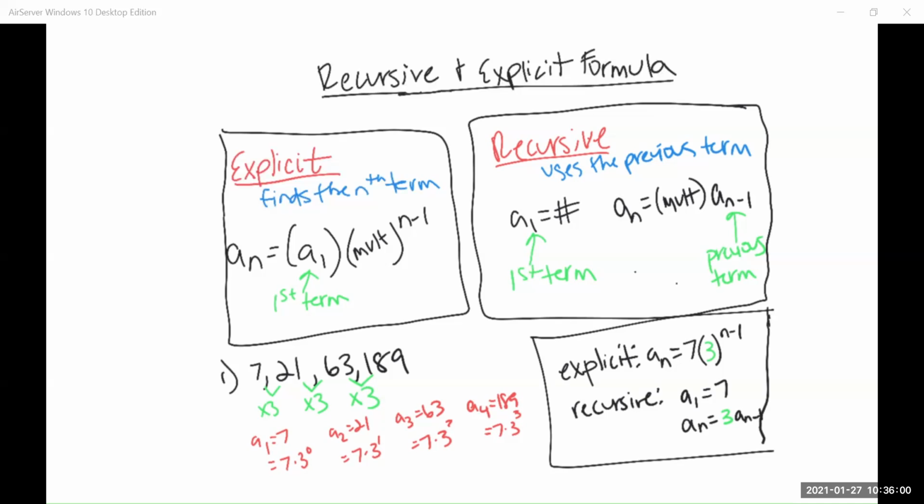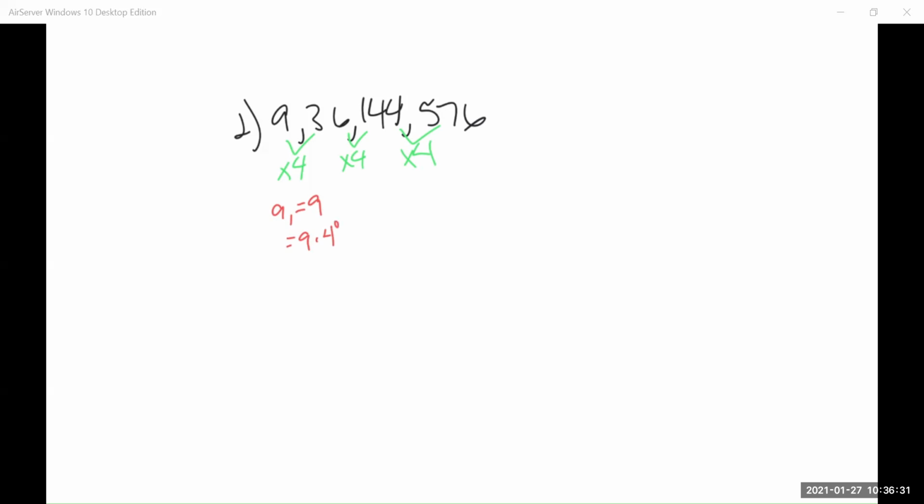Okay. Let's try one more. What if we have 9, 36, 144, 576? So first we ask ourselves, how are we getting from one number to the next? Here we are multiplying by 4. So if I think about listing out the list of numbers, my first term is 9, which means I am taking 4 and multiplying that by 9, 0 times.